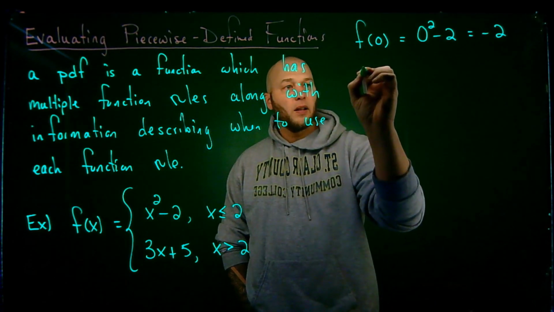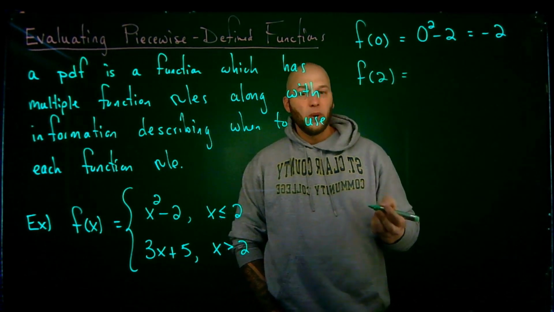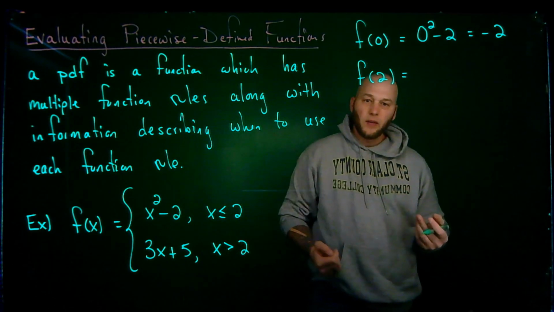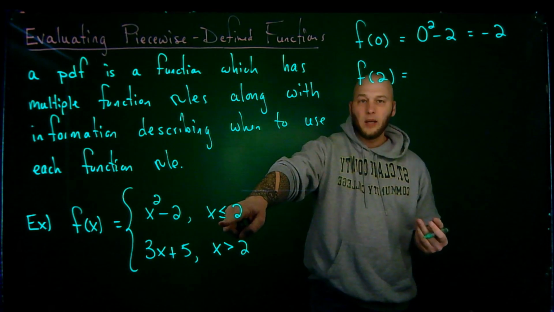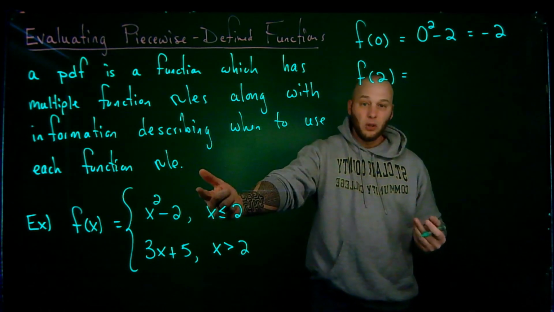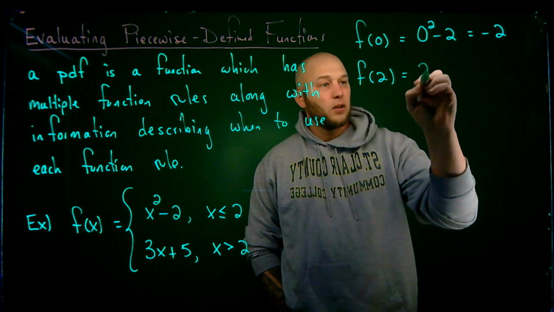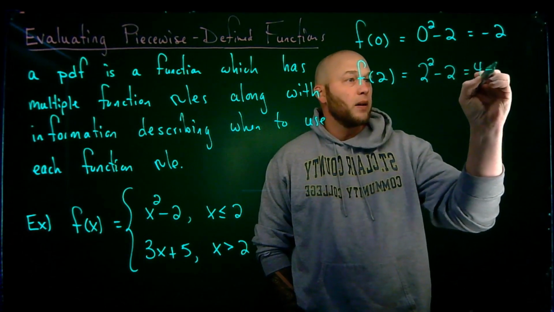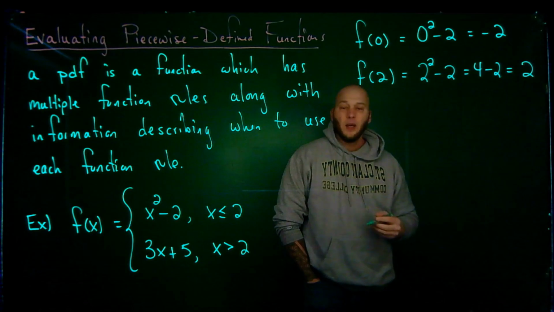Similarly, if I said let's do f of 2. Well, the input is 2. In other words, that's the x value. So what I'll do is I'll look and see which one it satisfies. Of course, the number 2 satisfies the first inequality. 2 is less than or equal to 2. In particular, it's equal to. Therefore, I use the first function rule, and I get 2 squared minus 2, which is equal to 4 minus 2, which is positive 2. Okay?